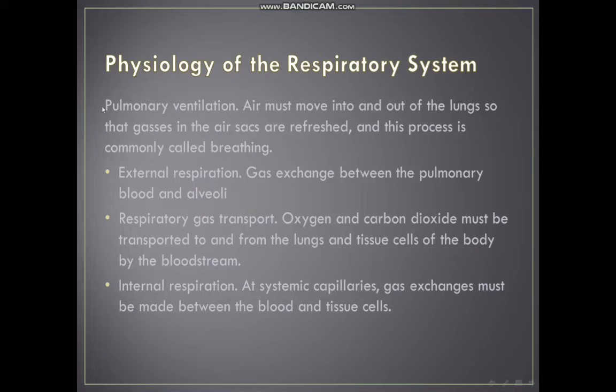Let's start. Pulmonary ventilation: air must move into and out of the lungs so that gases in the air sacs are refreshed. This process is called breathing. External respiration: gas exchange between pulmonary fluid and alveoli. The respiratory gas transport: oxygen and carbon dioxide must be transported to and from the lungs and tissue cells of the body by the bloodstream. Internal respiration: gas exchange between the blood and tissue cells.